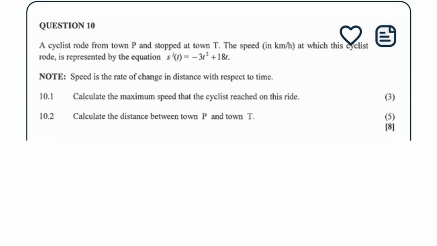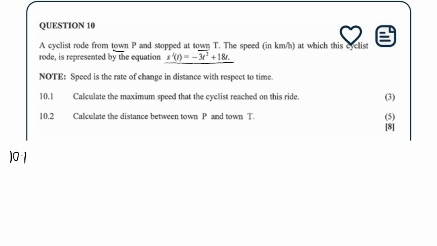Right. Question 10. A cyclist rode from town P and stopped at town T. The speed in kilometers per hour at which this cyclist rode is represented by the derivative of speed, which is equal to negative 3t squared plus 18t. Note, speed is the rate of change in distance with respect to time, right?